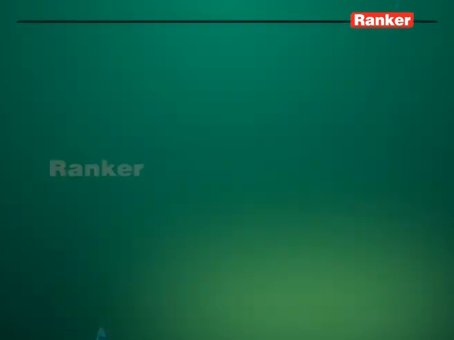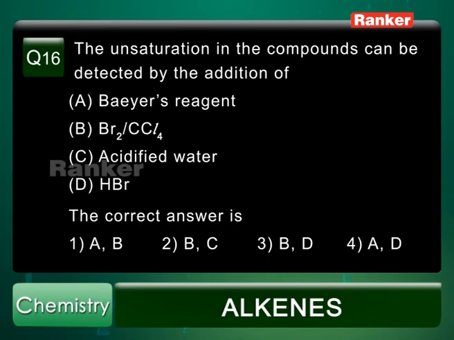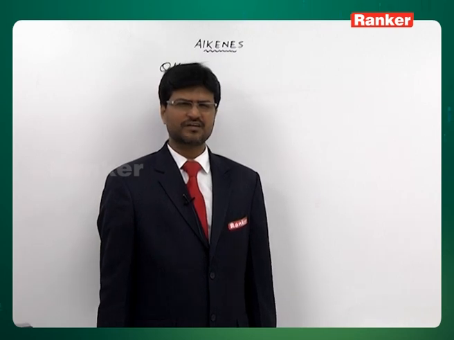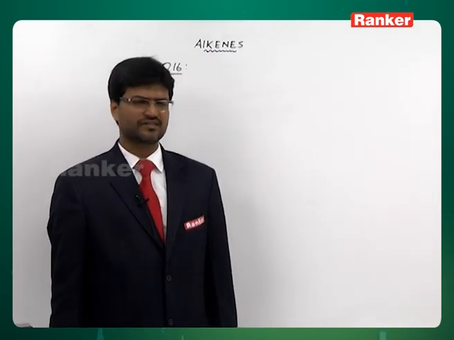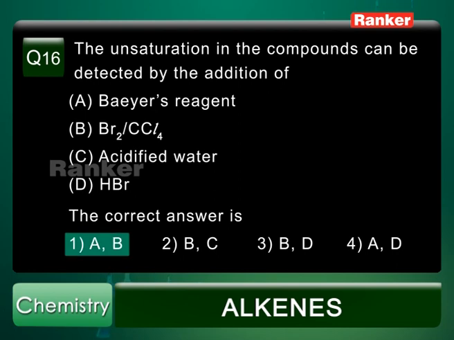Question number 16. The unsaturation in the compound can be detected by addition of A. Bayer's reagent, B. bromine in carbon tetrachloride, C. acidified water, and D. HBr. If you look at the options, you realize that the first and second, A and B, are colored substances. They undergo decolorization. So, the correct answer is AB, that is first option. Bromine water is decolorized, Bayer's reagent is also decolorized by unsaturated compounds. So, the correct answer is first option, A and B.